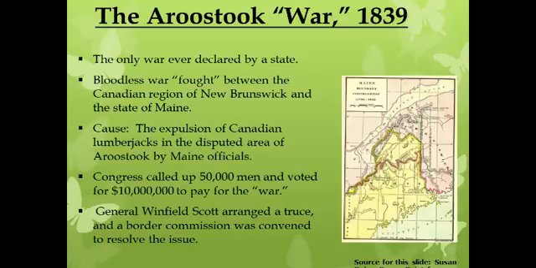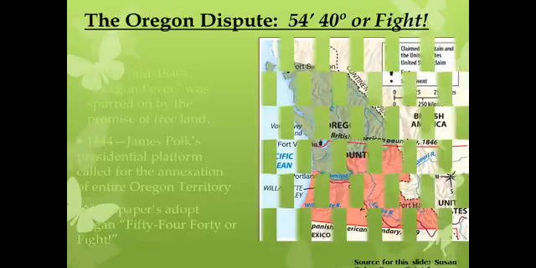So then we have this random kind of war, and you see the war is in quotes. This is the Aroostook War of 1839. It's the only war ever declared by a state. It was bloodless. It was between the Canadian region of New Brunswick and the state of Maine. Key cause was that Maine officials kicked out Canadian lumberjacks. Congress called up 50,000 men and voted up to $10 million to pay for the war, but General Scott arranged a truce, and a border commission was convened to resolve this issue.